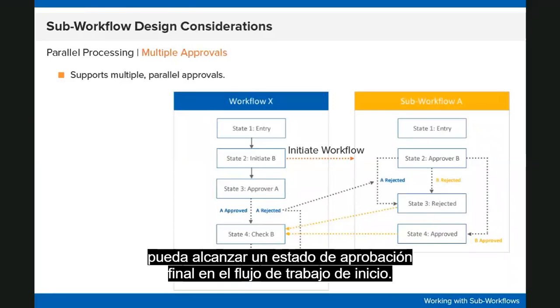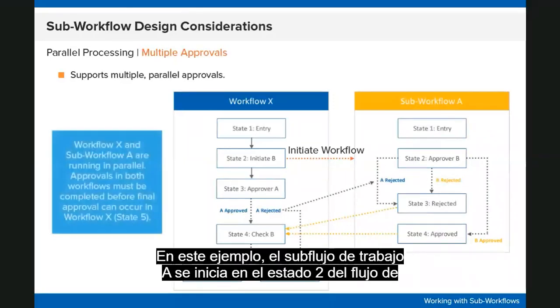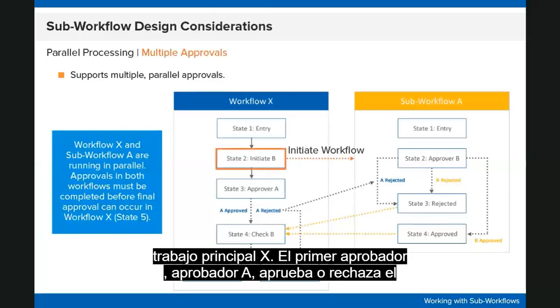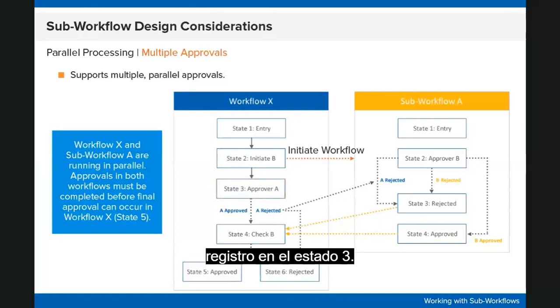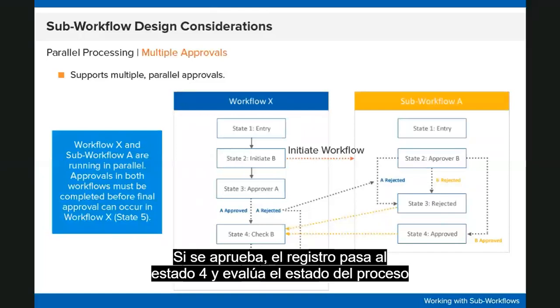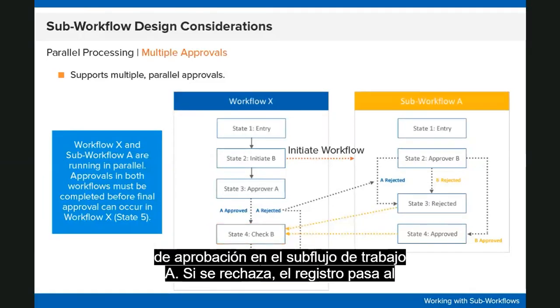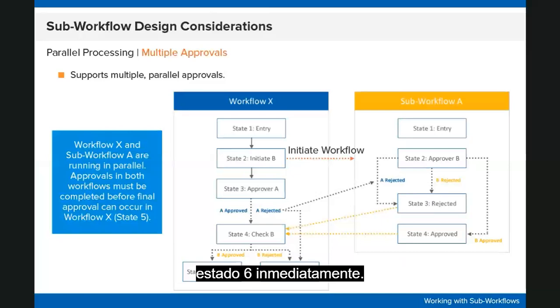in the initiating workflow. In this example, sub-workflow A is initiated in State 2 of parent workflow X. The first approver, Approver A, either approves or rejects the record in State 3. If approved, the record moves to State 4 and evaluates the status of the approval process in sub-workflow A. If rejected, the record moves to State 6 immediately.